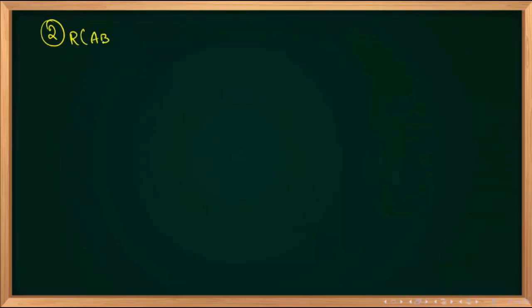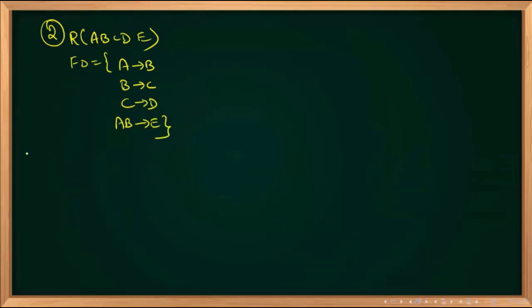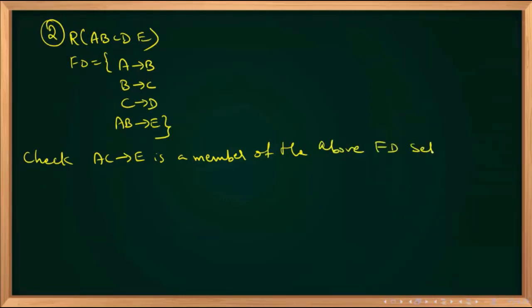Relation A, B, C, D, E, functional dependency set: A to B, B to C, C to D, A, B to E. Check whether AC to E is a member of the above functional dependency set. Can you tell the answer?